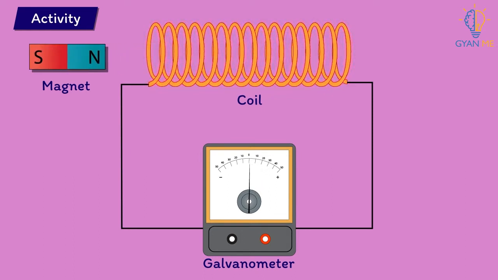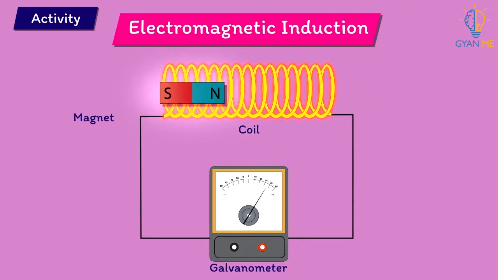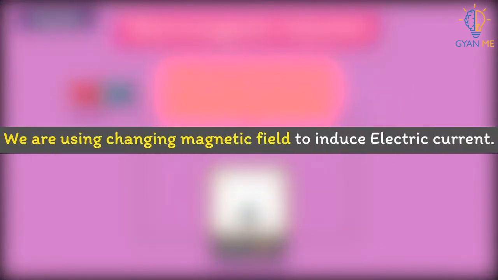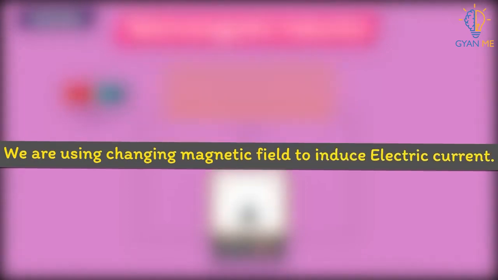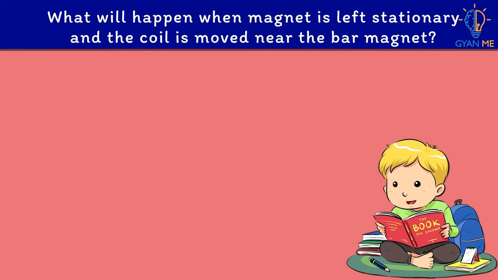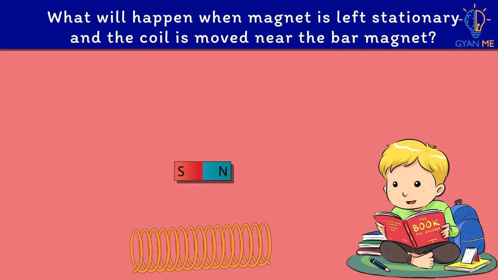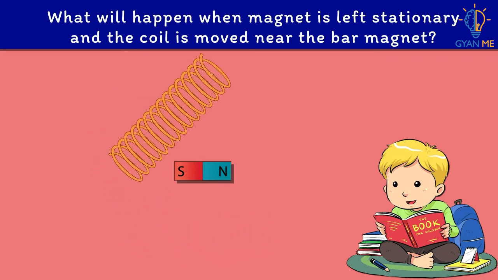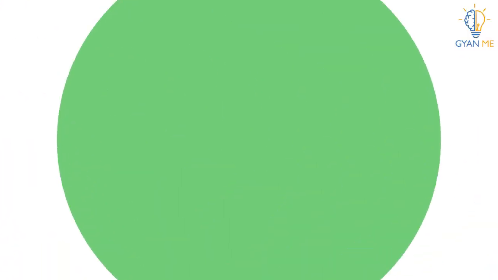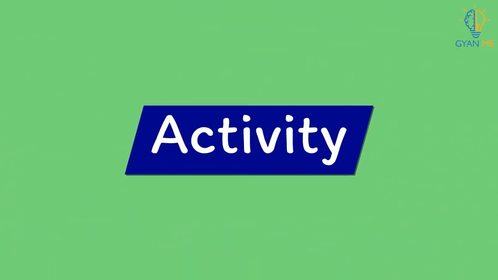And this is why we call it electromagnetic induction. As the name says, we induced the current with the help of a changing magnetic field. We also asked you what will happen if the magnet is kept stationary and the coil is moved near and away from the magnet. Well, let's answer this today in this video. And to do that, let us perform an activity.